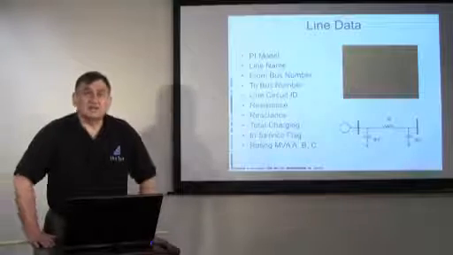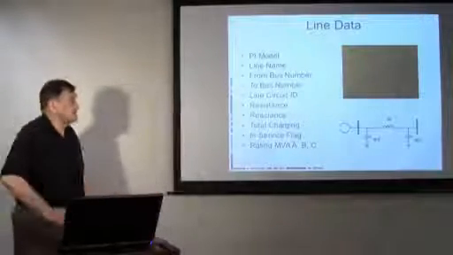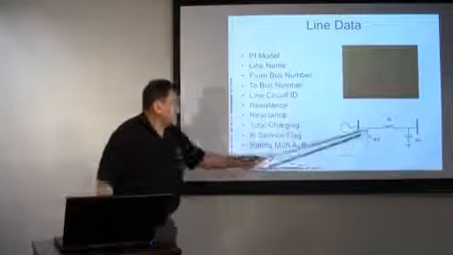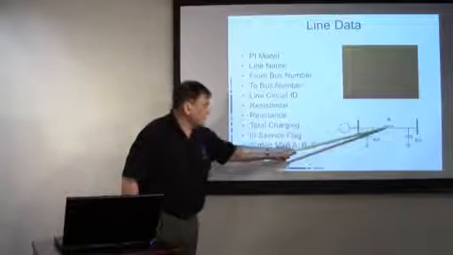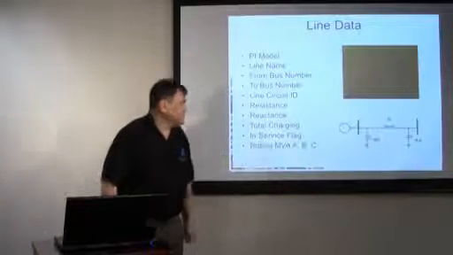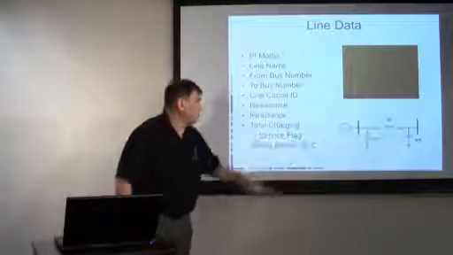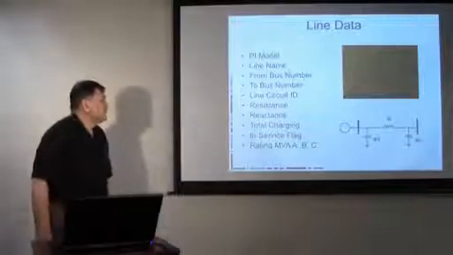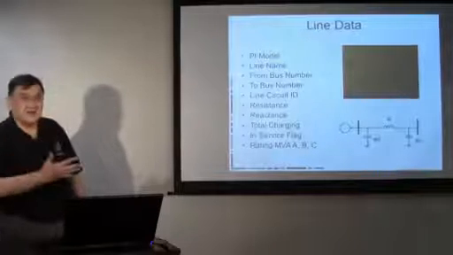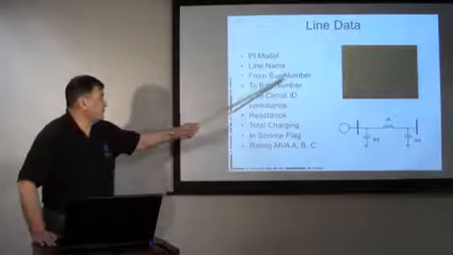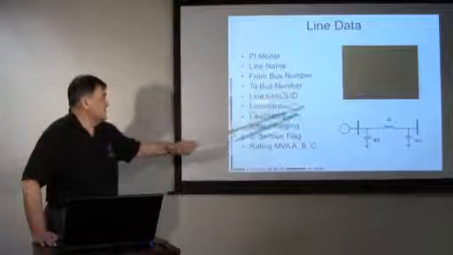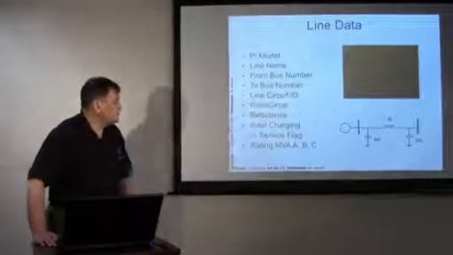Let's look at the line data. Basically, a transmission line is very simple. We have a resistance and a reactance in the series part, and we have a line charging, half of it at each end. So it's called the pi model. So we can give the line a name. We have a from bus and a to bus. We can have a circuit ID.